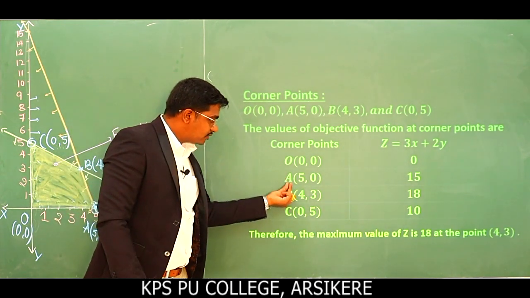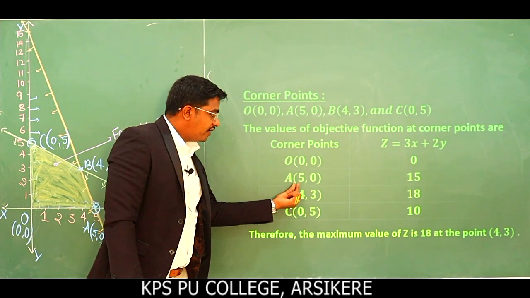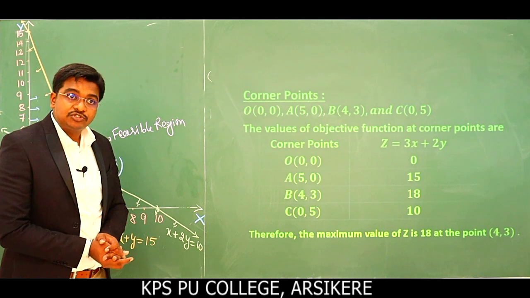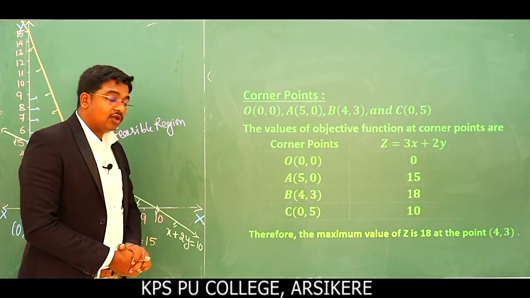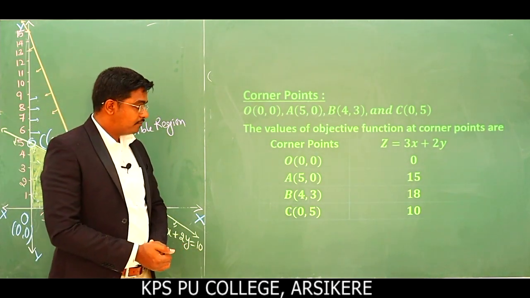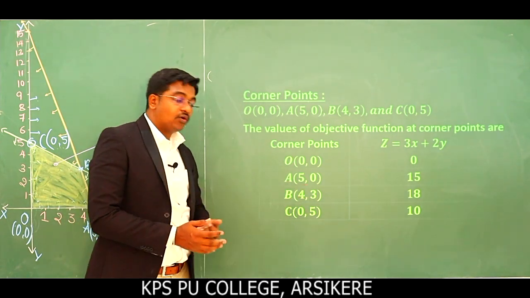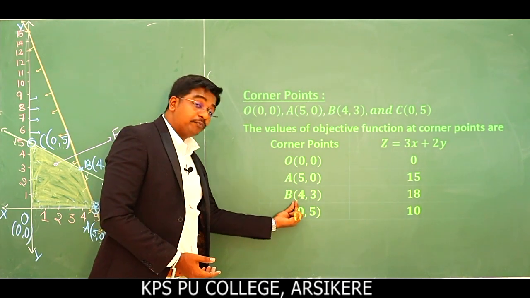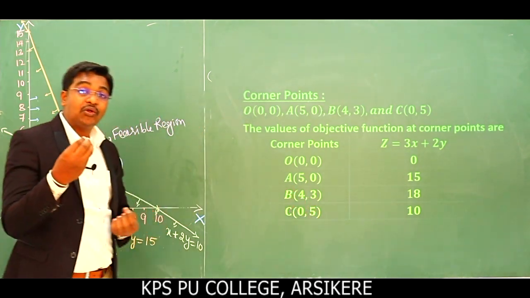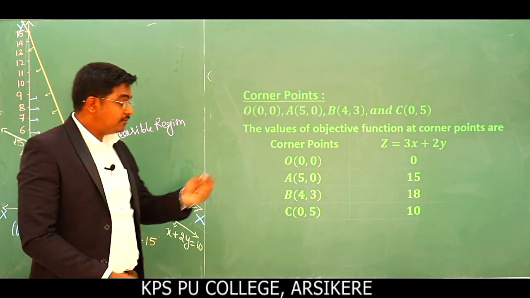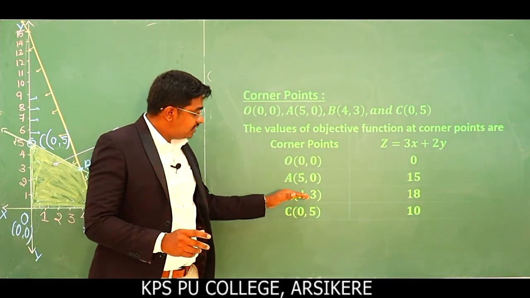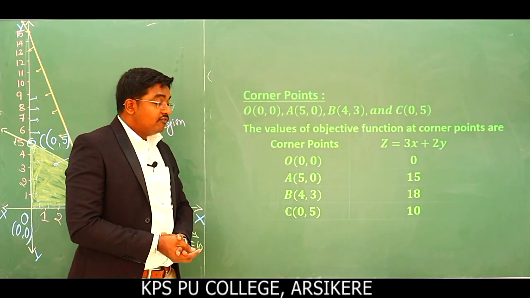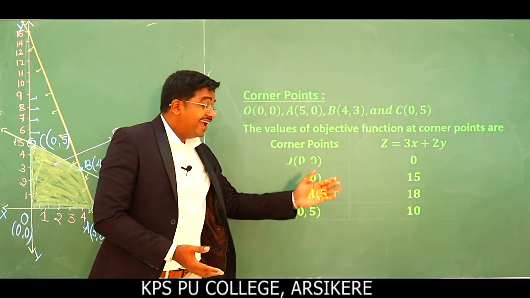Next, point A here is 5, 0. When you substitute x is equal to 5 and y is equal to 0, we obtain the value here 15. For point B, 4, 3, x is equal to 4 and y is equal to 3. When you substitute these values in the objective function, we obtain the value of the objective function as 18.